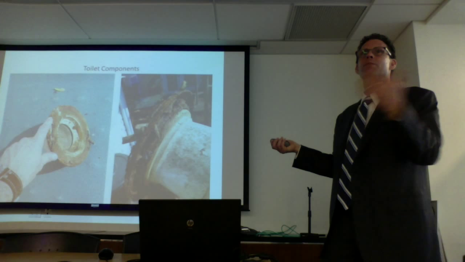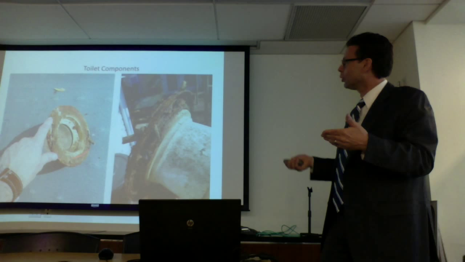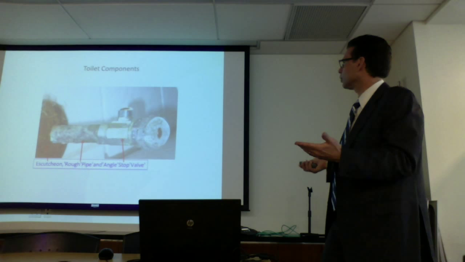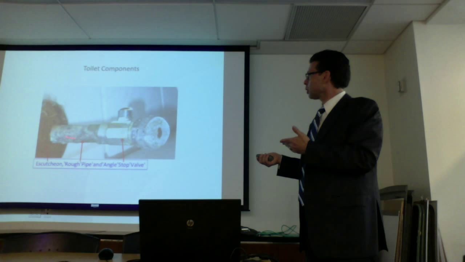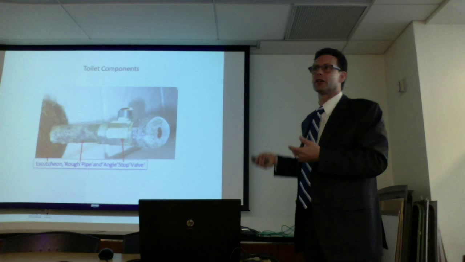This is a house that was built later, doesn't have copper drain pipes, it has PVC drain pipes. This is the toilet flange. It's metal, it's rusting away and rotting. There's a line item in Xactimate for a toilet flange. This is, next to the toilet, the escutcheon, the supply line, and the angle stop valve. We all know there's a hose that goes from here to the toilet. They're not in the estimates. They belong in the estimates.